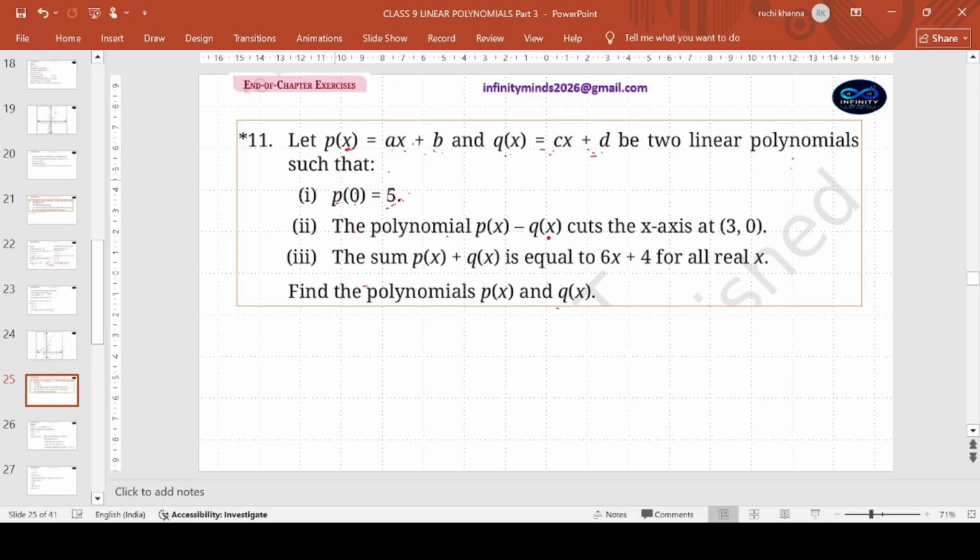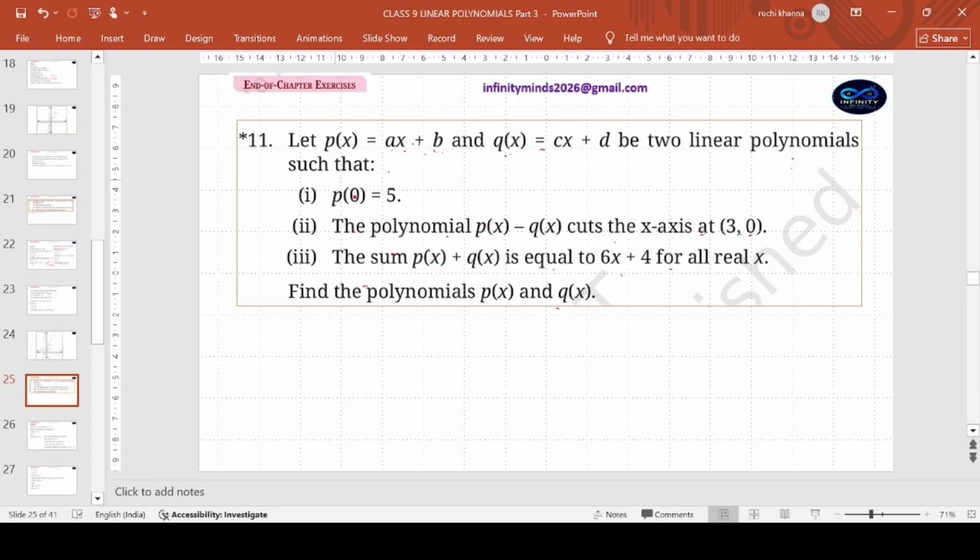The polynomial P(x) minus Q(x) cuts the x-axis at (3, 0). The sum of the two polynomial expressions is equal to 6x plus 4. So what is given? Two unknown polynomials, a condition on their difference, the sum of the polynomials, and the value of one polynomial at 0. Yes, very twisted for you. Doesn't matter, let us see how we proceed.